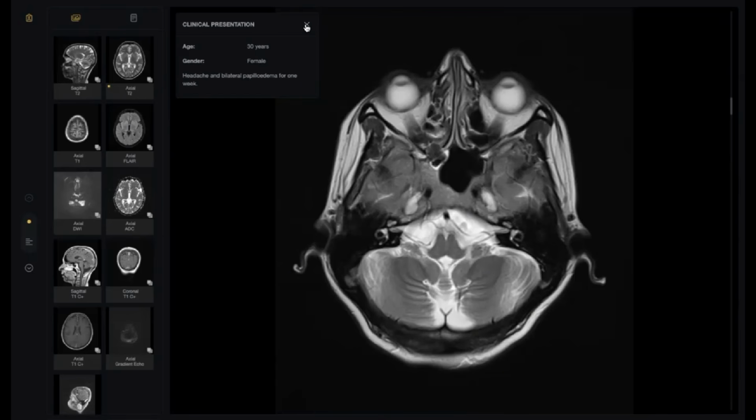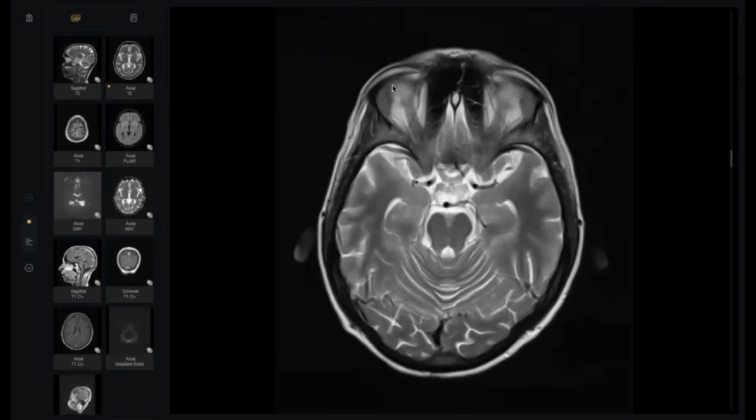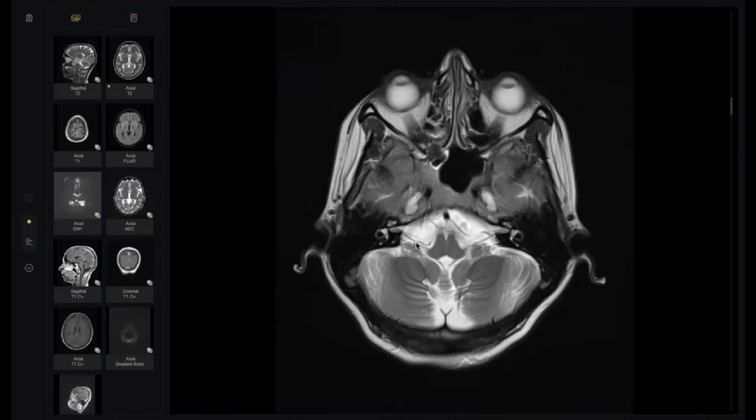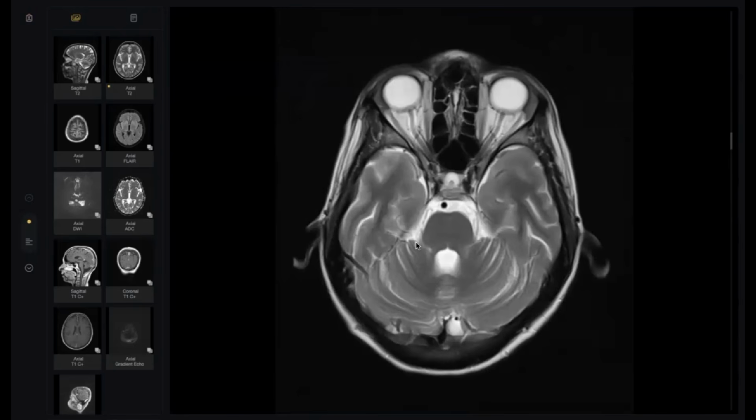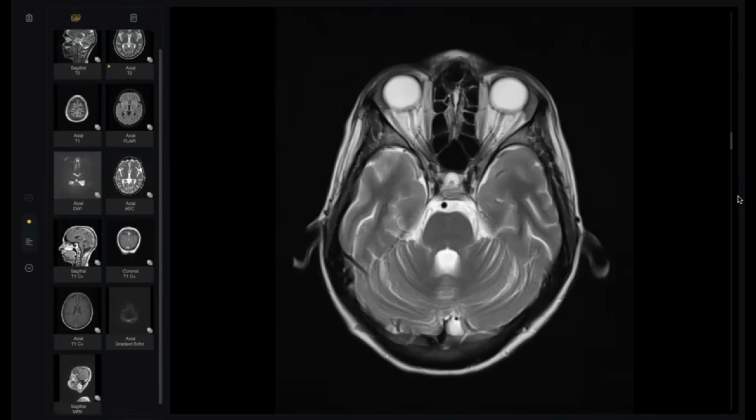This 30-year-old female patient presented with headache and papilledema. Next candidate. Assalamu alaikum, sir. Alaikum salam. Go on. So I'm provided with an Excel T2-weighted MRI of a 30-year-old male patient who has presented with bilateral papilledema.